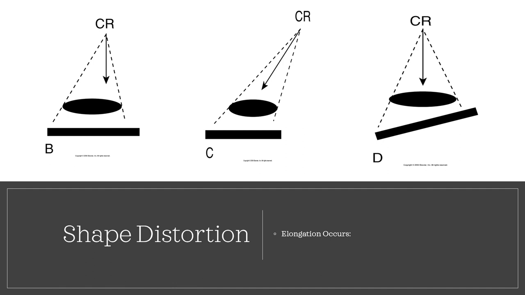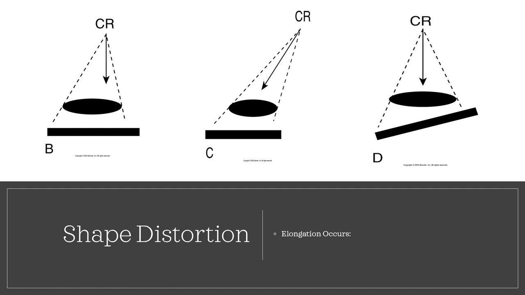Image B. The tube is off center. The left side is going to cause elongation. The right side is going to look normal. The greater the off center, the greater the elongation. Image C. The tube is off center. Angling across the patient causes distortion, which equals elongation.